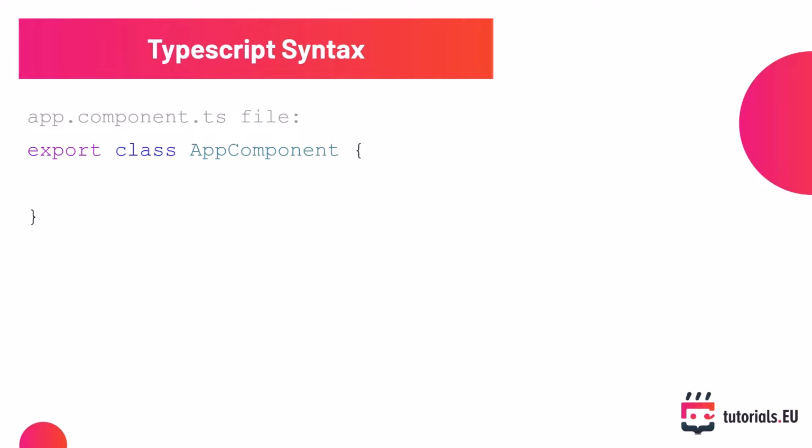To make a class accessible from the outside of this file, we have to export it. For this we use the export keyword right here. Be aware, TypeScript is case sensitive, so we have to write it in lowercase here. Inside of a class you can define a field such as title of type string, right? So title colon string semicolon. We can also set a default value for this field, and we can change it as we need it. So here we have a title, and the title is set to app and it's of type string.